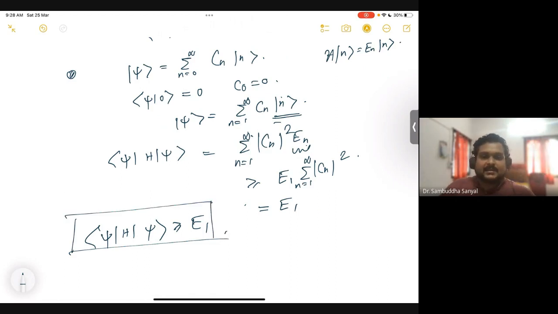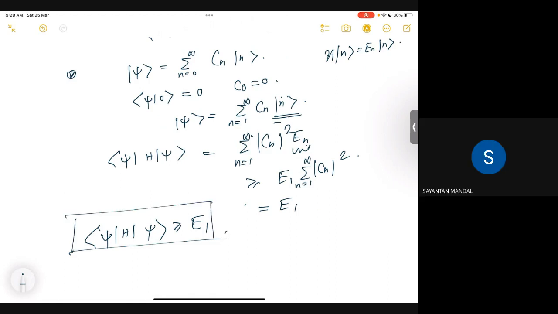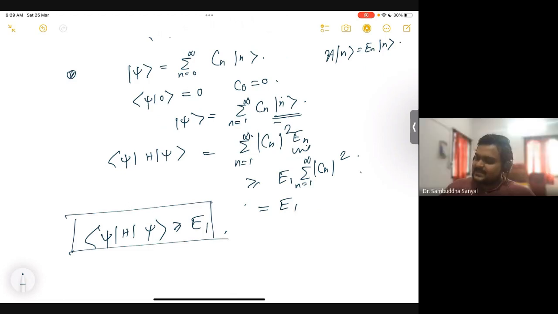Okay, did you understand this? Is it because psi is orthogonal to the ground state? Yeah, because C0 is 0. So this is basically the sum of Cn squared equal to 1. Okay. So this has to be greater than E1. So this guarantees me that if I find a wave function, that will always be bounded by E1.